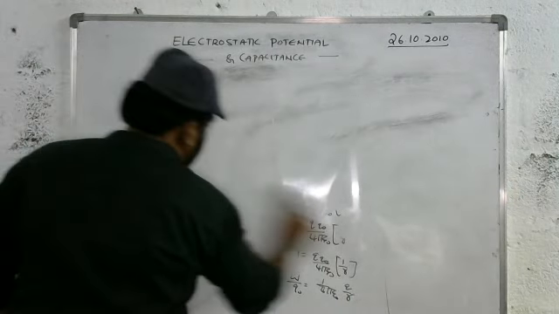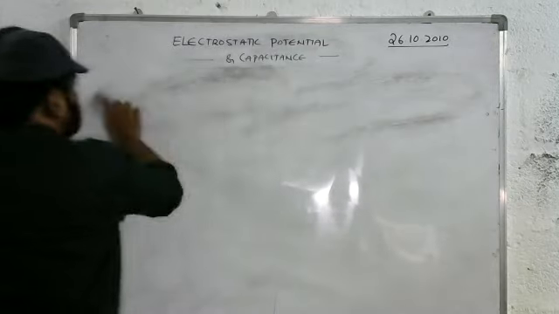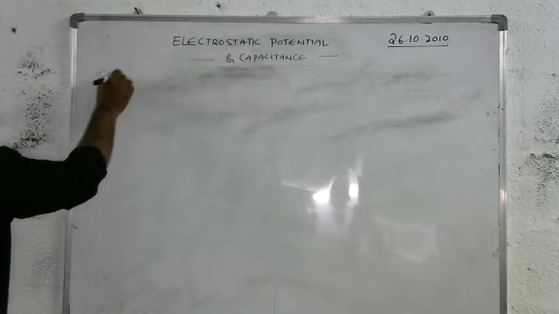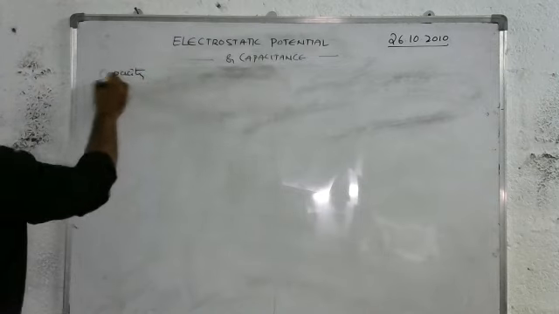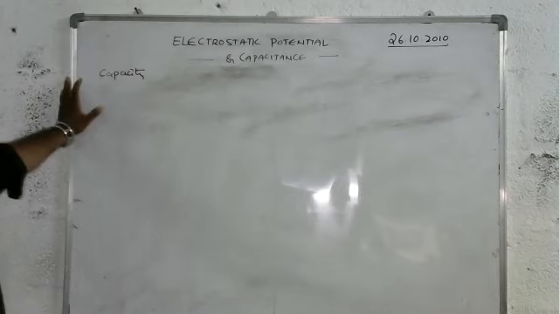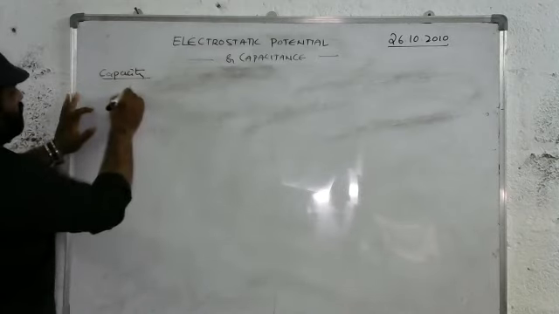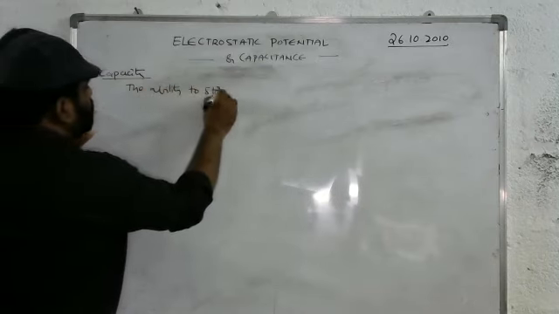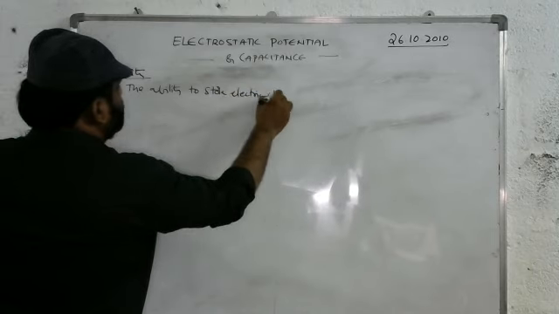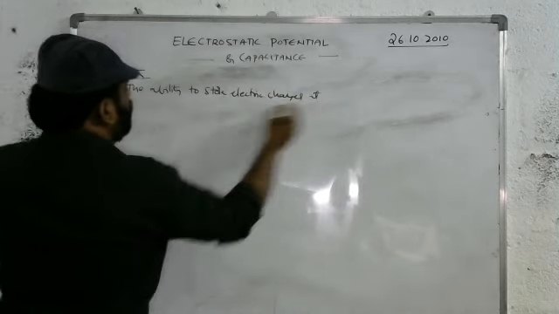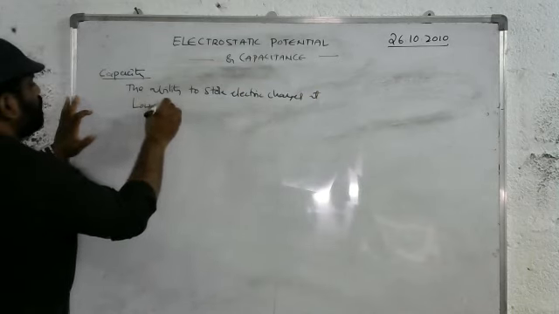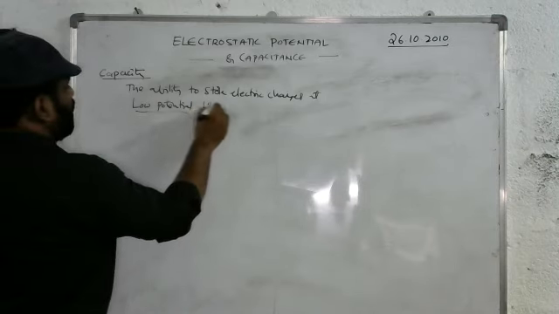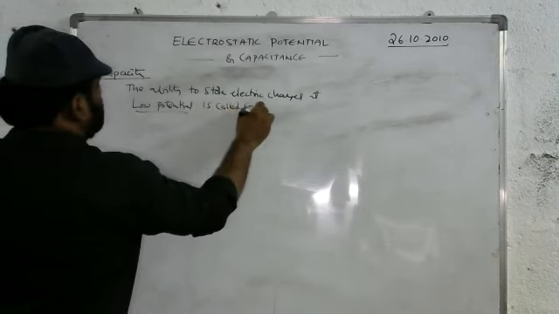Capacity, capacitance. Did you hear about capacity and capacitance? Look at here. What is capacity? Capacity means the ability to store electric charges at low potential. That is very important: that which can store electric charges at low potential is called capacity.